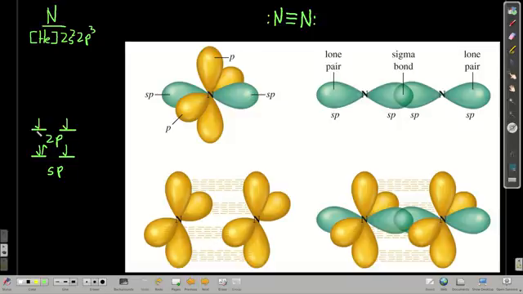Now we have these two unhybridized 2p orbitals on each nitrogen, each has one electron in it. They also overlap in a sideways manner, and they're perpendicular. There's one p orbital, they'll overlap here. The other ones are perpendicular, 90 degrees, they overlap there. And then we get a triple bond, a sigma and two pi's.